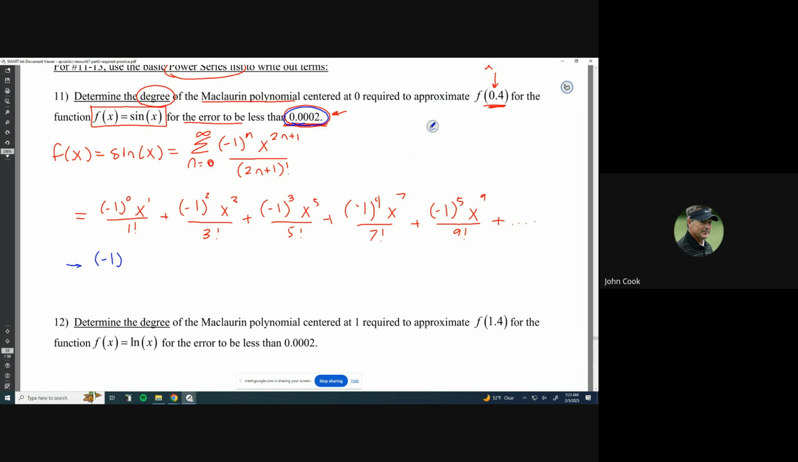So -1 to the 0, which is 1, times 0.4 over 1 factorial. I'm just going to start simplifying this because I'm going to use my calculator in a second. When I'm writing this up, I like to minimize as much as I can, because that's less stuff that I have to type in. Like -1 to the second power is just 1. I know that. And then x is 0.4, so 0.4 to the 3rd power, and 3 factorial, that's going to be 6. I know that one. Okay, and then the next one will be -1, so it's going to be a negative. Actually, I should put a minus on there.